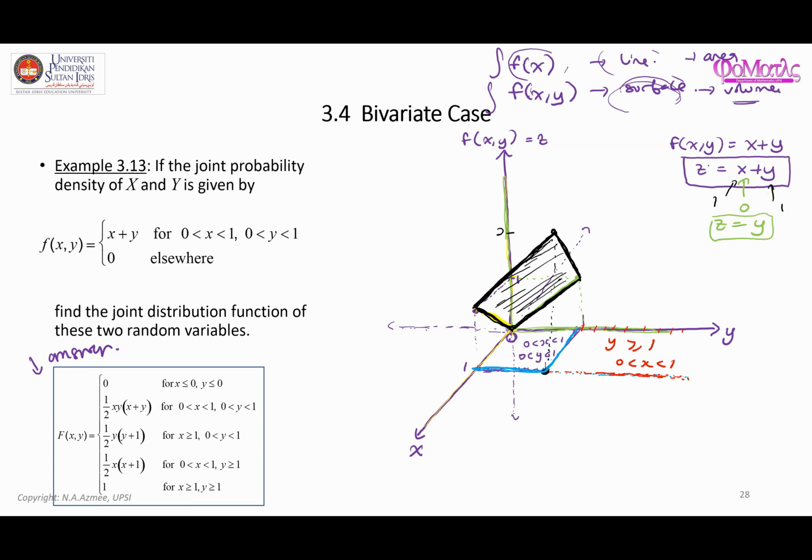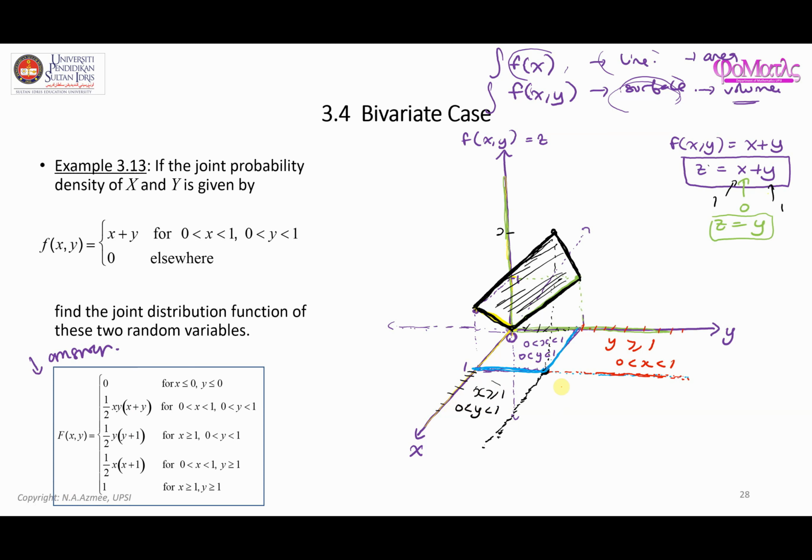Okay, next is this region here, in this direction, where clearly you can see that X is already greater than or equal to 1. But Y is still between 0 and 1. So you can see Y is still between 0 and 1.